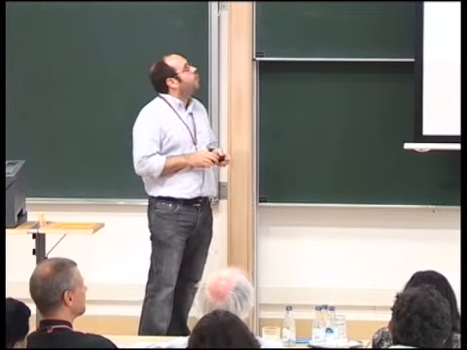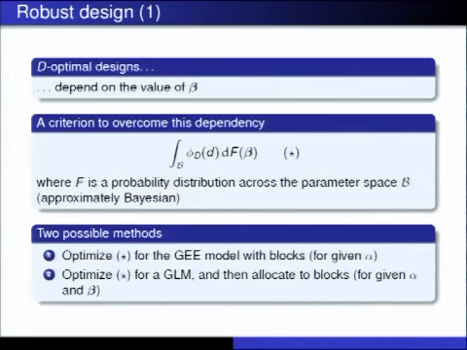So all the designs we've looked at so far have been D-optimal, but they've been dependent on the value of the model parameters. Okay, they've been locally optimal. So one way we can look at overcoming this dependency is to use this kind of pseudo-Bayesian criterion, where we average our local objective function across some prior on the parameter space. And we're going to look at 2 different ways of finding designs under this kind of criterion.